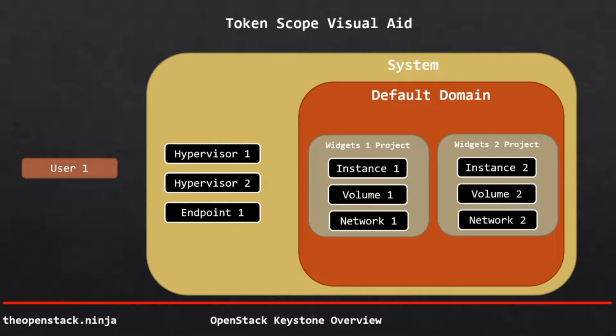And then they could also get a scoped token for the widgets 1 project, which would allow them to look at instance 1, volume 1 and network 1. Or they could have a widgets 2 project scoped token, which would allow them to look at instance 2, volume 2 and network 2. So that helps to explain what we mean by scope.